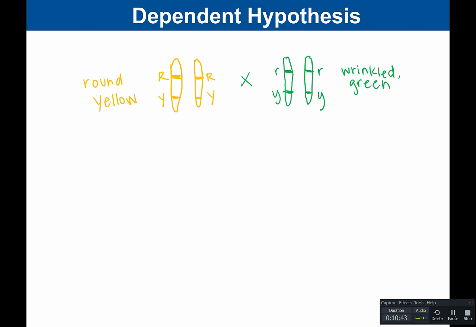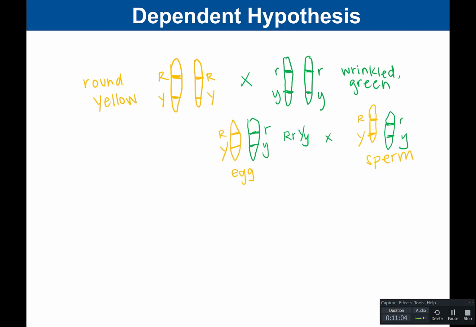So yellow round, again, the original P generation, big R, big R, big Y, big Y. The other parent has wrinkled and green, little r, little r, little y, little y. When they have offspring, the yellow is going to be given and the green is going to be given. So what you get is that the F1 generation will be heterozygous. It'll be big R, little r, big Y, little y. And the same would be true for both egg and sperm, so they would have these sets of combinations.